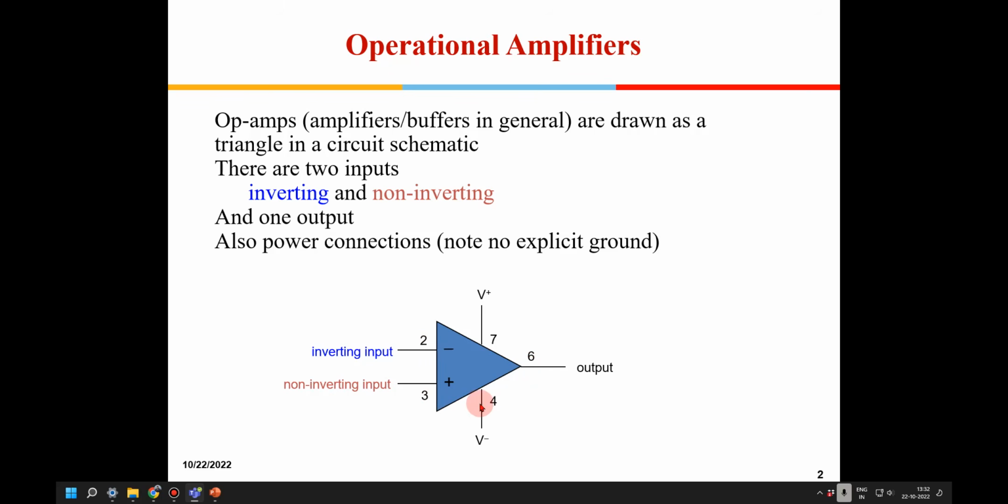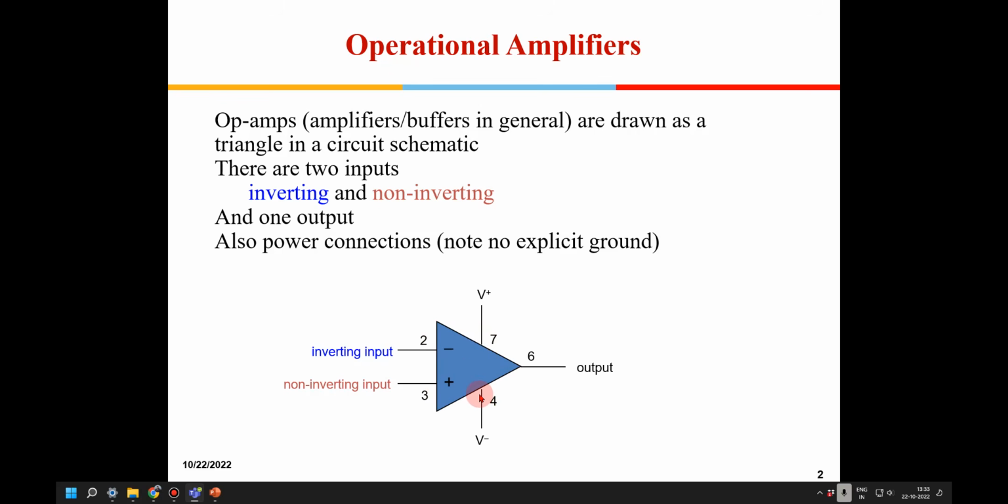The pin numbers 2, 3, 4, 7, 6 come from one of the very widely used op-amps, which is the 741. Pin 2 is the inverting input, pin 3 is where you give the non-inverting input, 6 is the output, 7 is the plus power supply, and the minus power supply is at pin number 4. These are just the pin numbers of a standard 741 op-amp.